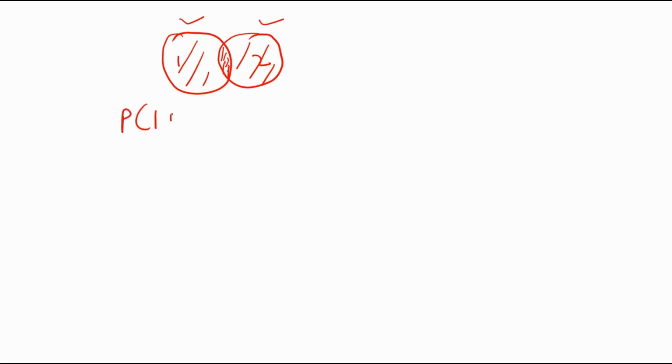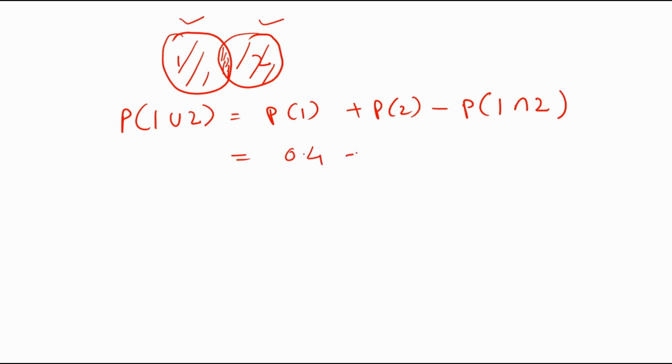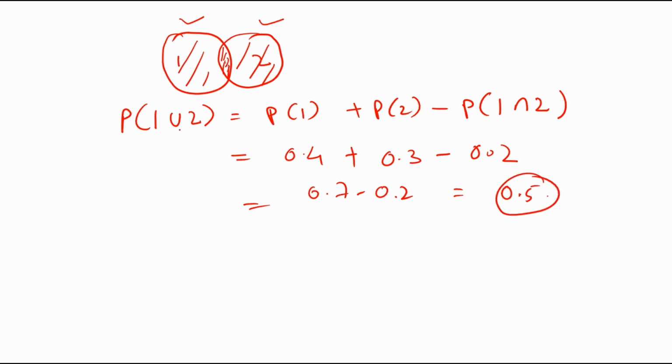So how do we get that? The probability of 1 union 2 is nothing but the probability of 1 plus the probability of 2 minus the probability of 1 intersection 2. That we know from the basic probability theory. Now the probability of 1 is 0.4, the probability of 2 is 0.3, and the probability of 1 intersection 2, that means the common area, that means somebody is able to solve both the questions, is 0.2. So 0.7 minus 0.2 equals 0.5. So the probability that one would answer either question 1, question 2 or both the questions is 0.5.